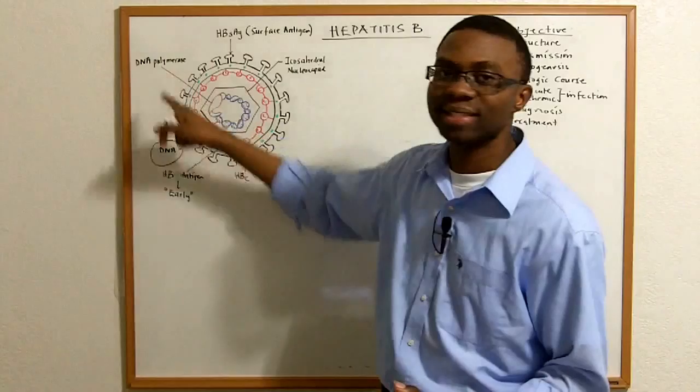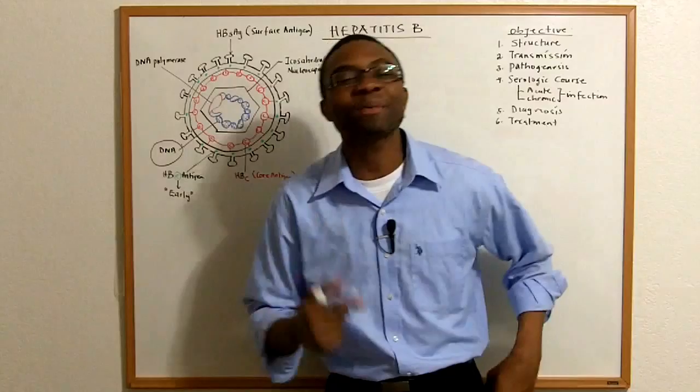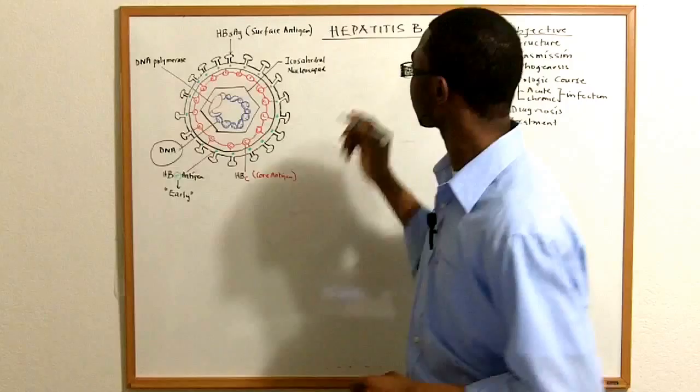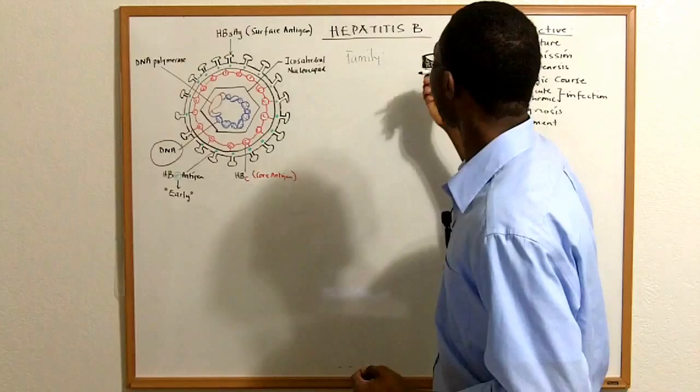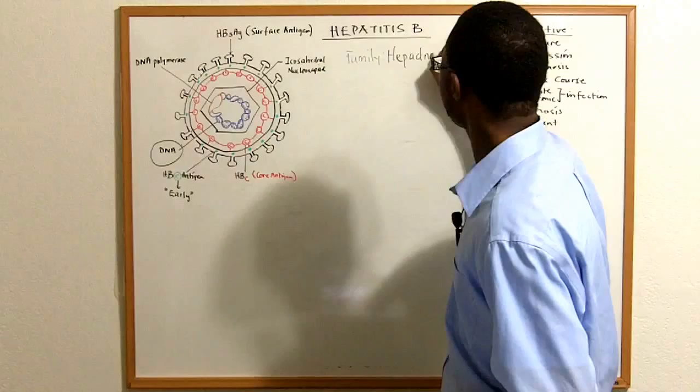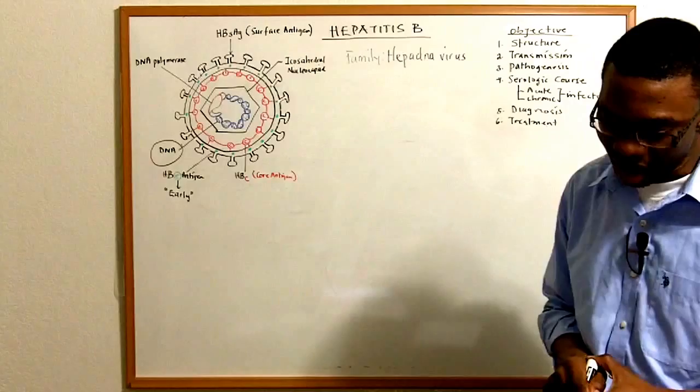Now, which family does hepatitis B belong to? It's actually a hepadnavirus. Hepadna. Let's look at its family members. Isn't it amazing? Viruses have their own families too. I don't want to meet their family. It's probably not fun. Hepadna. That is the family that hepatitis B belongs to.